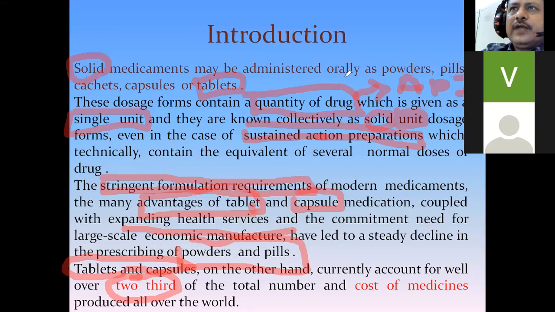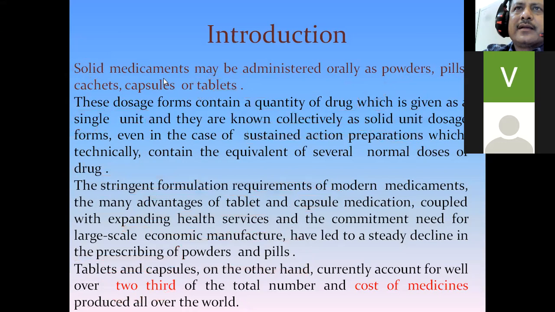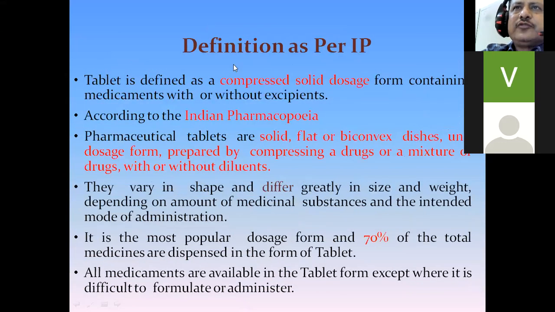So now moving further, let's move to the second part, that is the definition part of the tablet dosage form. The definition of tablets as per IP, means as per Indian Pharmacopoeia, is compressed. Let us try to understand the meaning of each and every word. Now, what do you mean by compress?